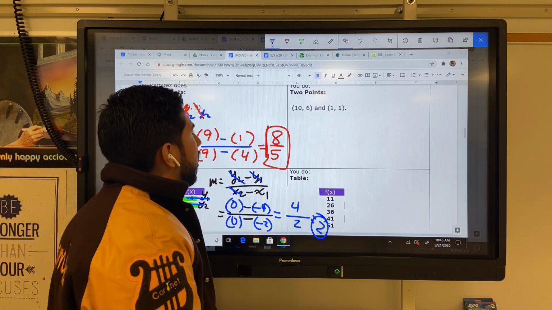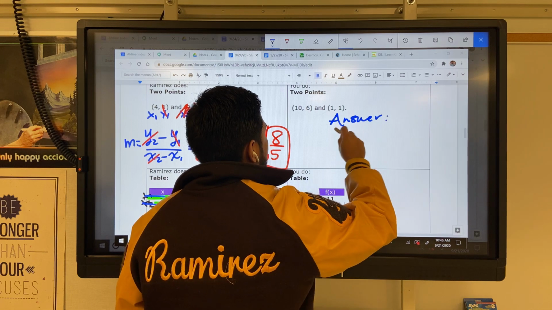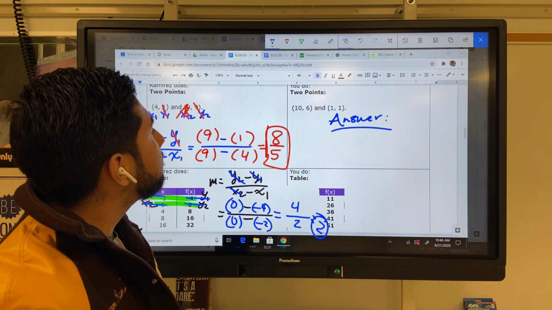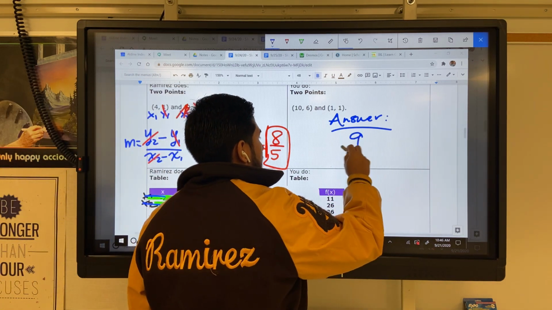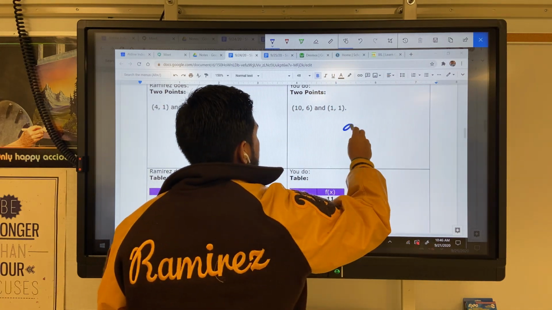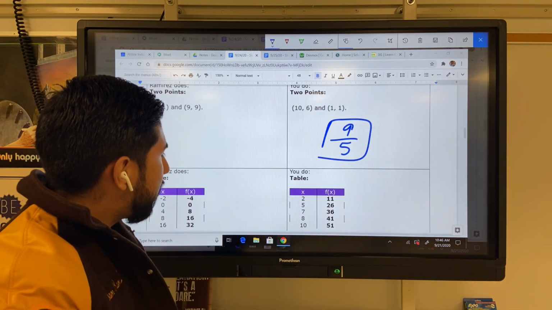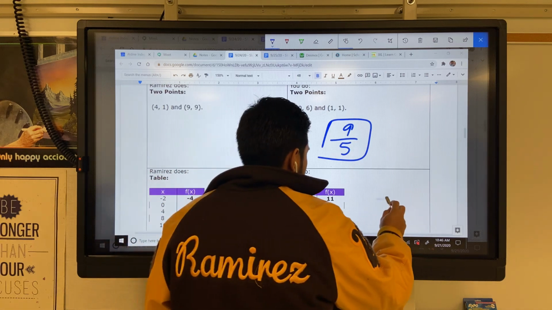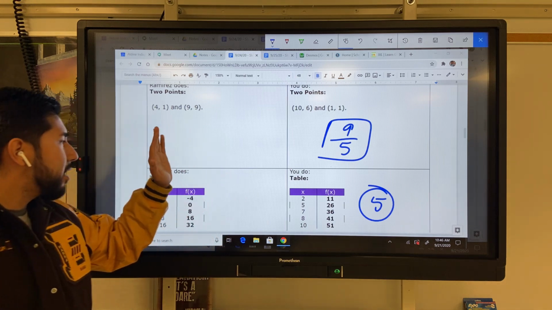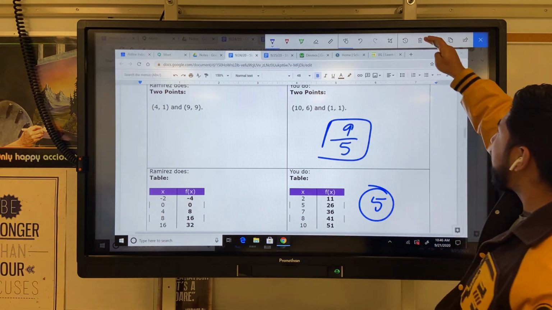Real quick, your answers for your problems. I want you to do the work on the side though. 9 over 5. Oh, let me erase all this stuff, sorry. So the answer right here is 9 over 5, so you guys can double check. Over here I think it's just a 5. Good stuff. I don't want to do the work because I already did 2 problems. You do the next 2. All right, let's move on.